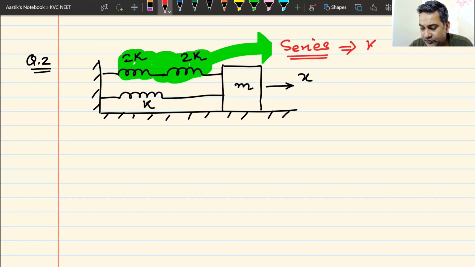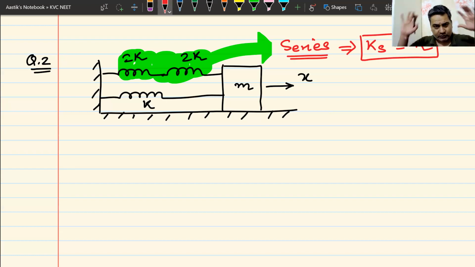I will leave that to you. It is a simple mathematical formula, K1 K2 upon K1 plus K2. If you apply that formula, you will get the value of the effective spring constant as K. Yes or no? Can I have your raise hands?